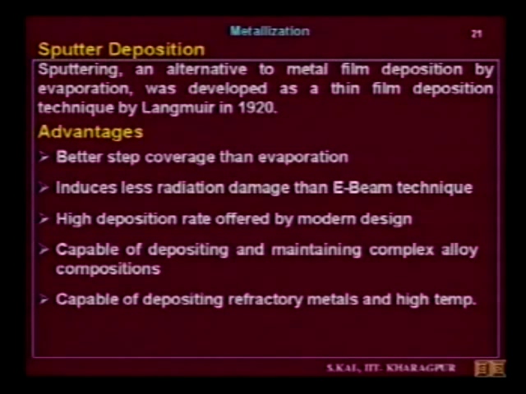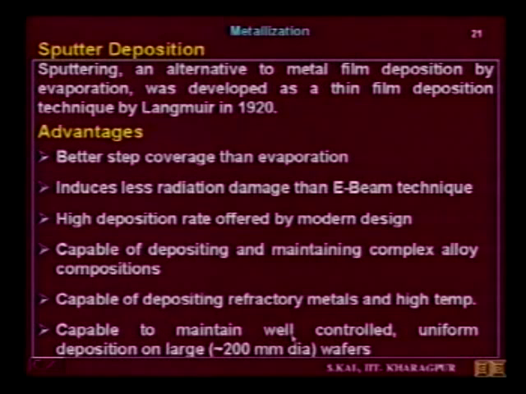If you want to use physical vapor deposition, you have to have a certain arrangement for heating those materials at temperatures more than 2000 degrees centigrade. Tungsten is nearly 3000 degrees centigrade. So that is a very difficult requirement. But by sputtering technique, it is highly possible to deposit the refractory metals easily. It is also capable of maintaining well-controlled uniform deposition on large wafers of the order of 200 millimeter diameter.